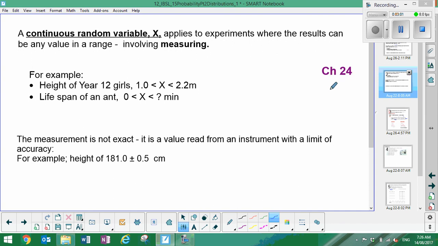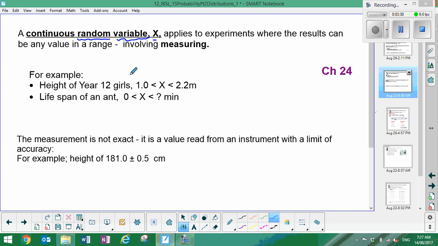Chapter 24, on the other hand, is about continuous random variables. Random because it's just going to be a random experiment. Variable because it can vary, the value of x can vary. But in this case, it's continuous. Our data is continuous. This applies to experiments where the results can be any value in a range and involves measuring.